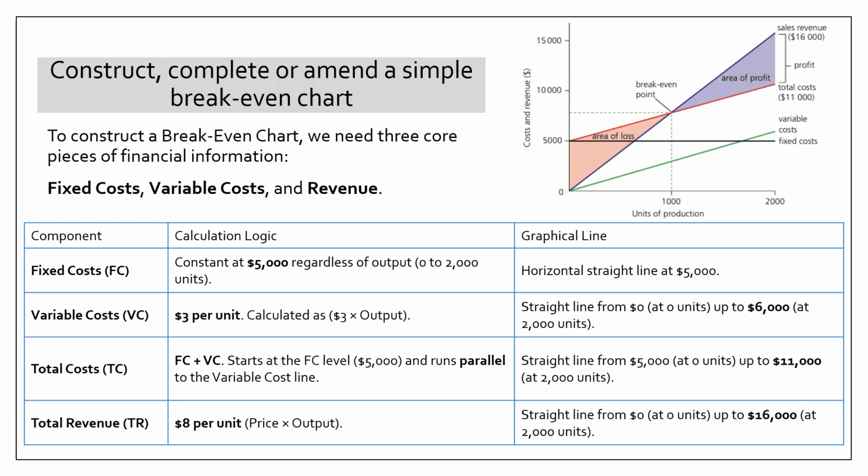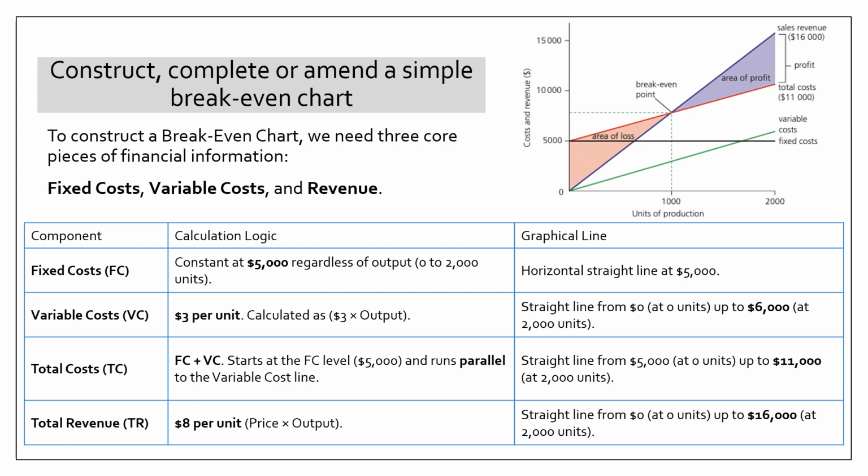How to construct, complete, or amend a simple break-even chart. To construct a break-even chart, we need three core pieces of financial information, which is the fixed cost, variable cost, and revenue. So here, what is the fixed cost? Looking at the picture, the fixed cost is constant at $5,000 regardless of output, that is 0 to 2000 units of output. So the graphical line is the horizontal straight line at 5,000.